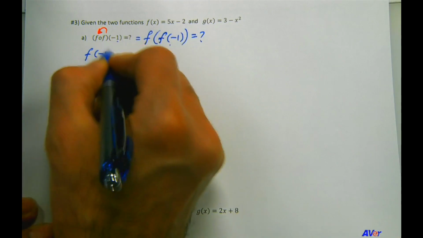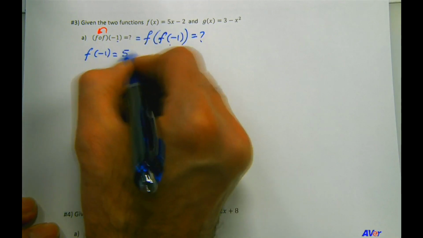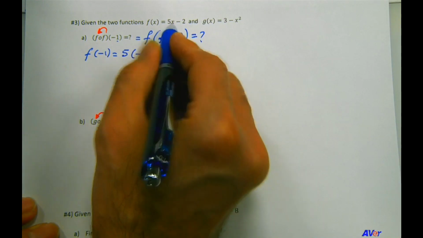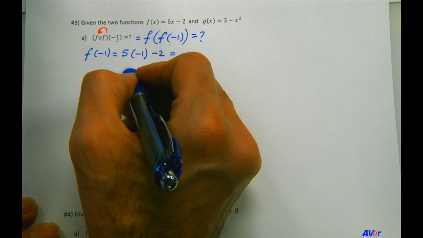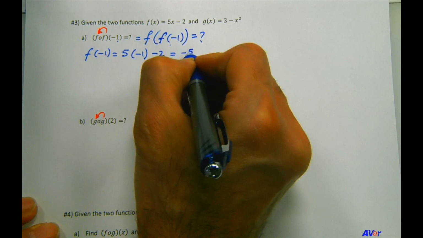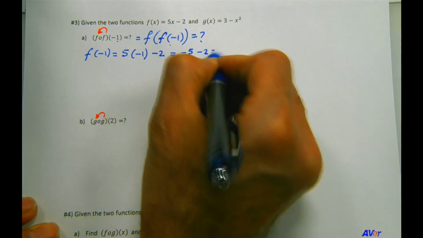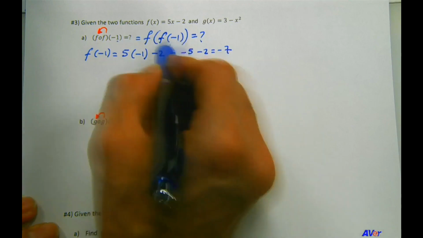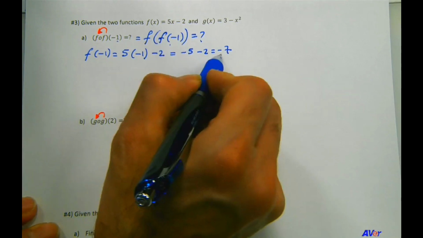So f at -1 would be 5 times -1 minus 2, right? I just replaced x with -1. So 5 times -1 is minus 5. Minus 2, minus 7. Is this the final answer? No. This is just function f at -1, right?